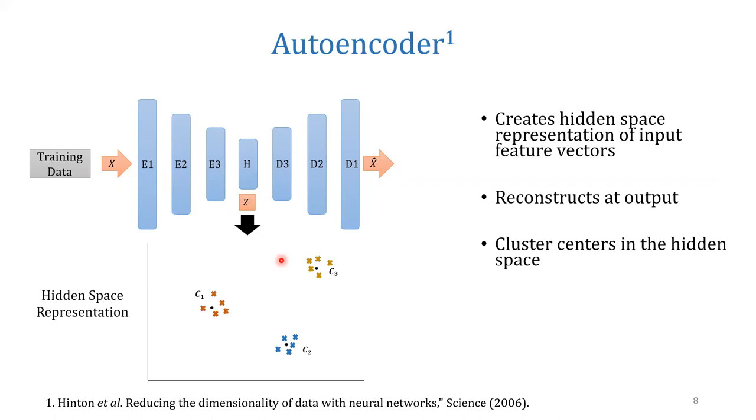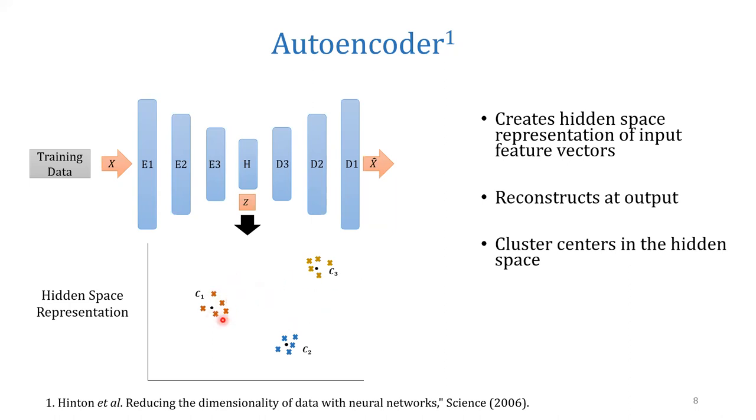Now, typically an autoencoder is an unsupervised architecture, but if we try to train the autoencoder in a supervised manner, we can use the class labels of the input feature vectors X. Now, assume that in the hidden space representation Z, the input feature vectors X create different clusters with cluster centers at C1, C2, and C3.